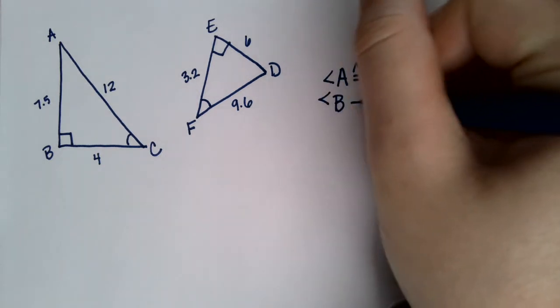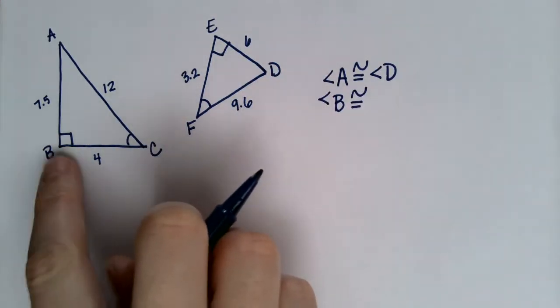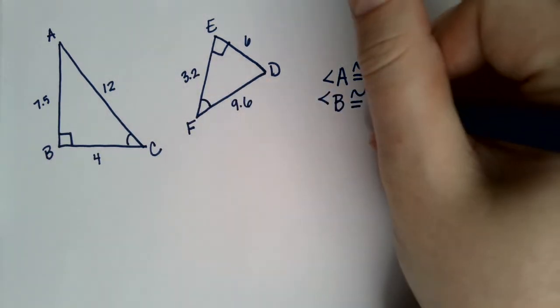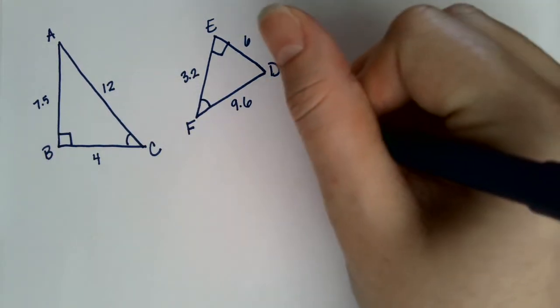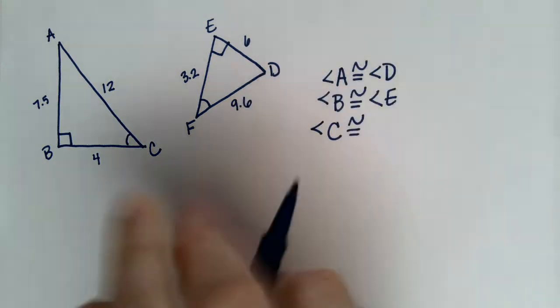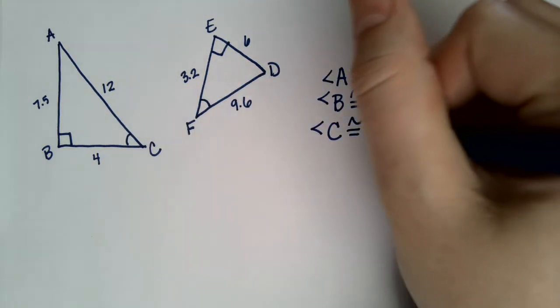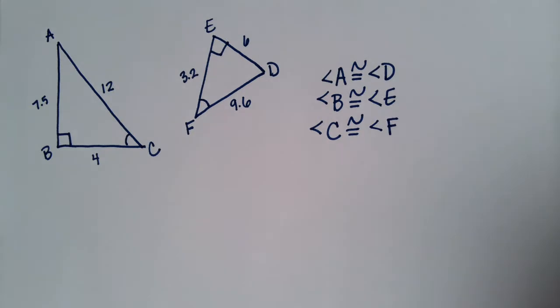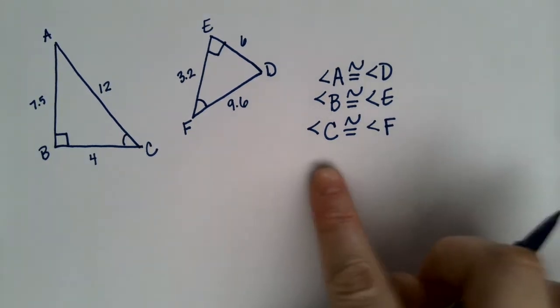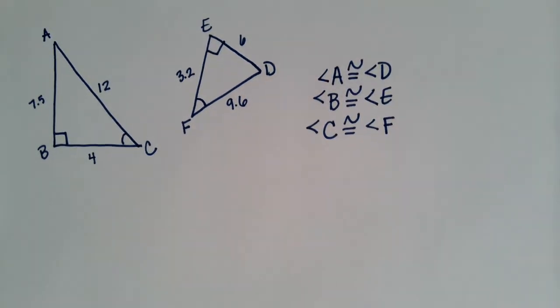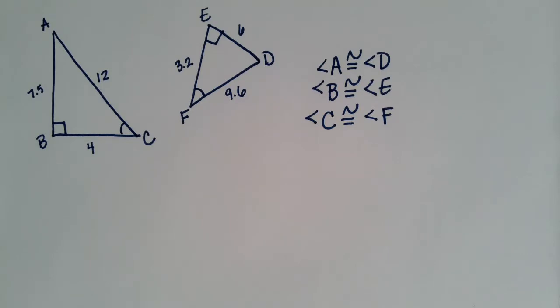Angle B is congruent. Angle B is the right angle, and so over here, that's angle E. And angle C is congruent to the one with one arc, which is angle F. So we have our angle congruence. All three angles, that's a good sign.